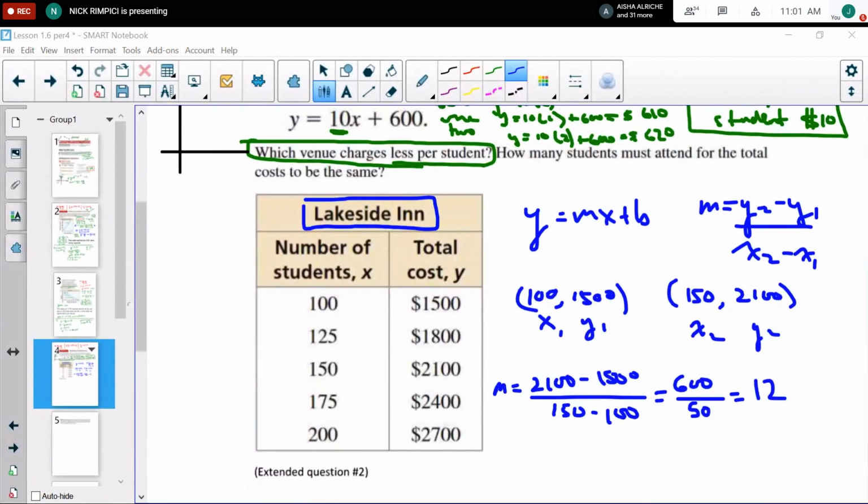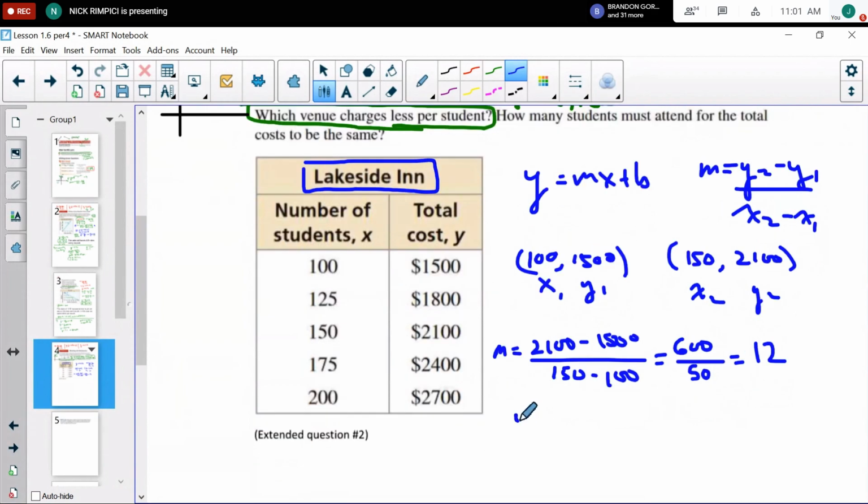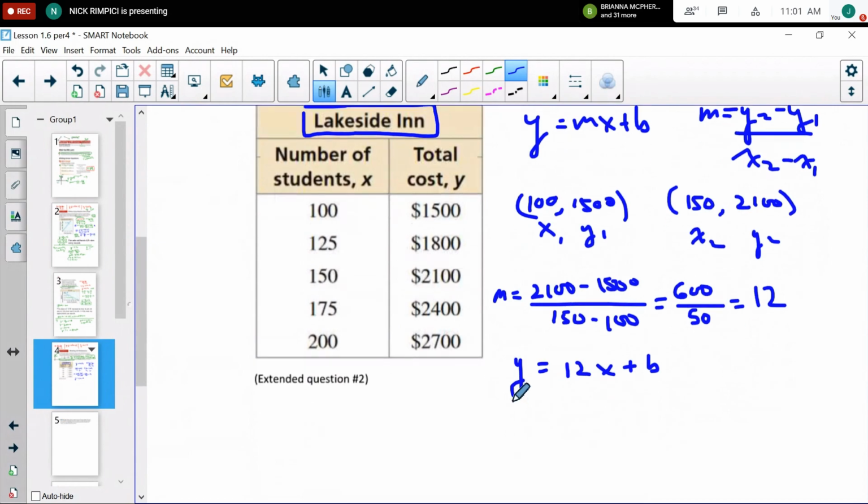That's very helpful because that's my slope. That's the cost per student. When I take the 12, I can put it in here and say y equals 12x plus B. So great, I know the cost per student now is $12. So in this problem, for Lakeside, the cost per student is $12.